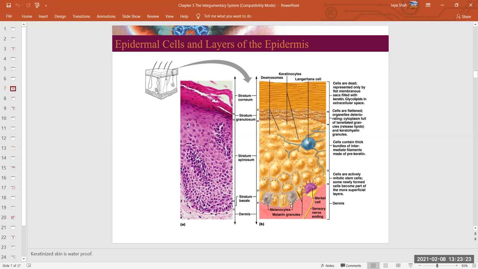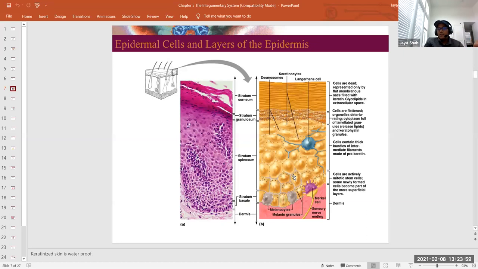So what happens? Melanocytes produce melanin and then pass it to these cells, these keratinocytes. They are the squamous cells, basically keratin-producing squamous cells. These cells contain enzymes in their lysosomes, and those enzymes metabolize the melanin. In some individuals we have a lot of enzymes, in some we have fewer enzymes.